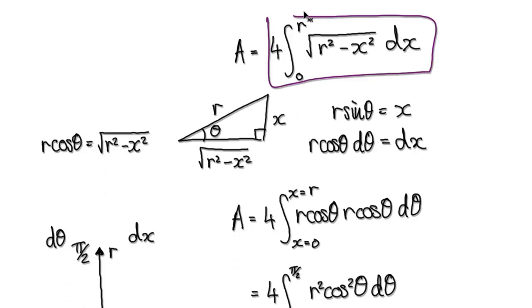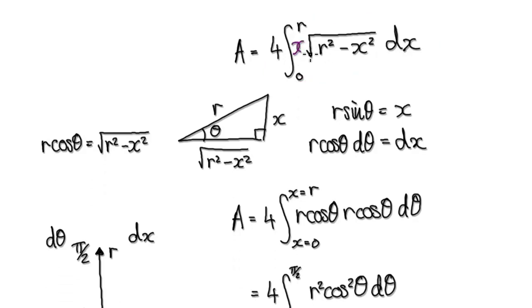So now to integrate this, if you have an x here, then this whole thing here will be easy to integrate, because this x here is the exact derivative of this thing here. So it's easy to integrate. But because we don't have an x here, it becomes a lot harder to integrate.